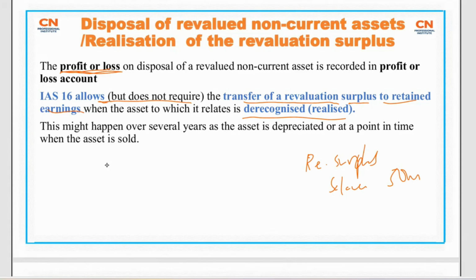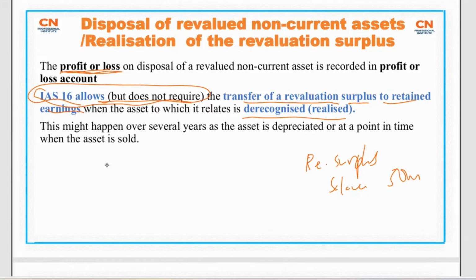Now, this is what IAS 16 is saying. You can leave the 50 million in the revaluation surplus account, or you can transfer it from the revaluation surplus account to retained earnings. That's the rule. That's why it says IAS 16 allows but does not require here. So if you revalue your asset and you have a revaluation gain, and there's a balance in the revaluation surplus account, and you sell the asset, you can either leave the balance there, or you can transfer it from the revaluation surplus account to retained earnings.